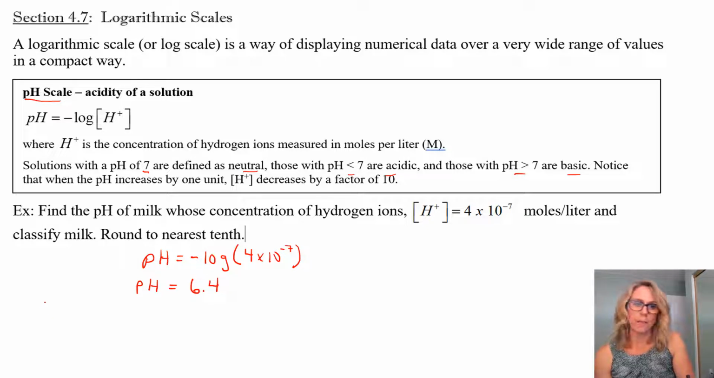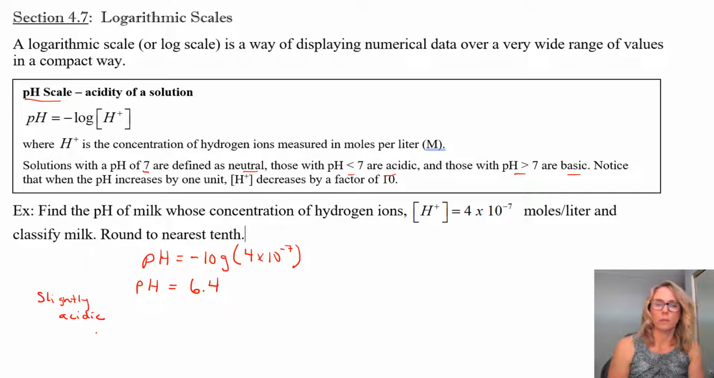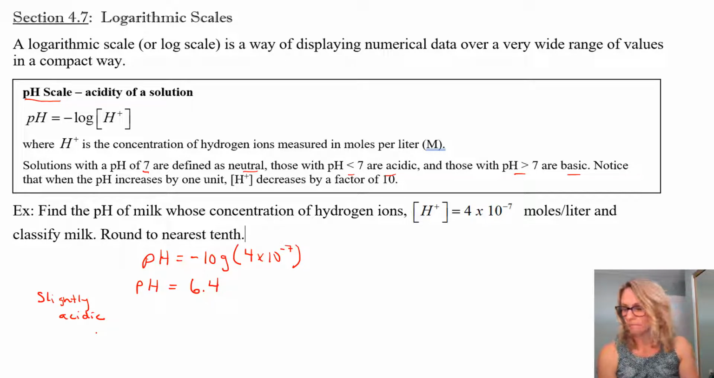And so that tells us that milk is just very slightly acidic. It's very close to 7, but it's not quite 7. It's a little bit less. So milk is slightly acidic. That's it. That's the whole thing.